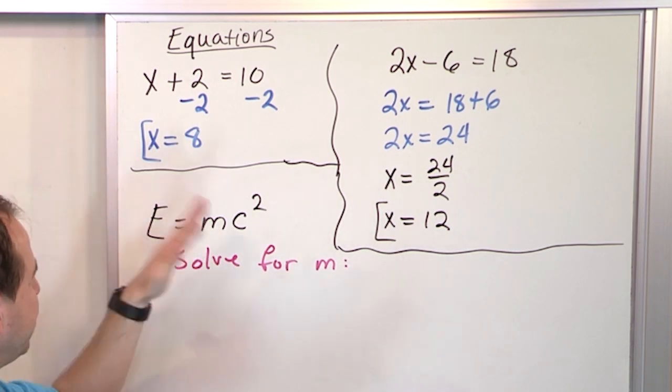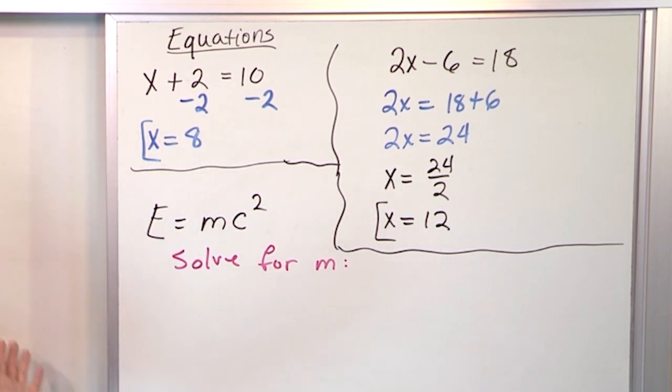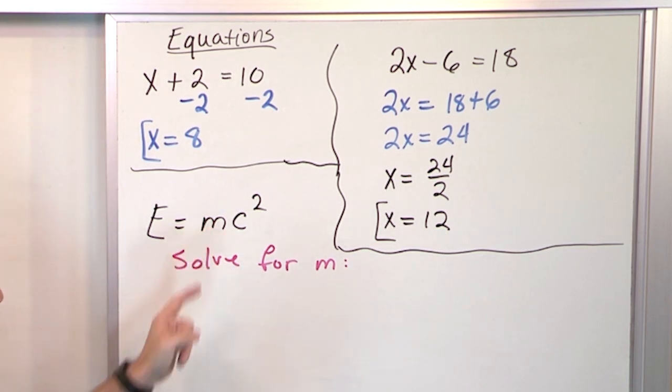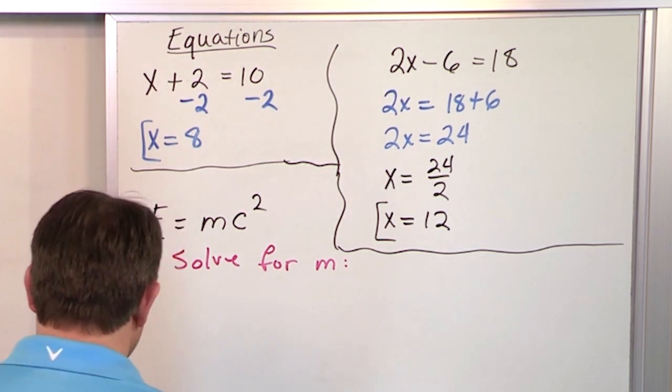And you can do whatever you want to do to this equation as long as you do it to both sides, with the goal, in this case, we want to find m. So how do we get m by himself? How do we do that?